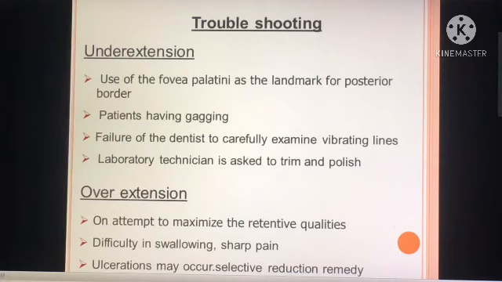And also when the posterior border covers the hamular notch, it will cause interference to the pterygoid hamulus. All these will result in sharp pain and discomfort. Also there is chance for ulceration because of the much more compressive forces that is occurring on the tissues. So the remedy is you have to identify that particular area and border and selectively reduce.